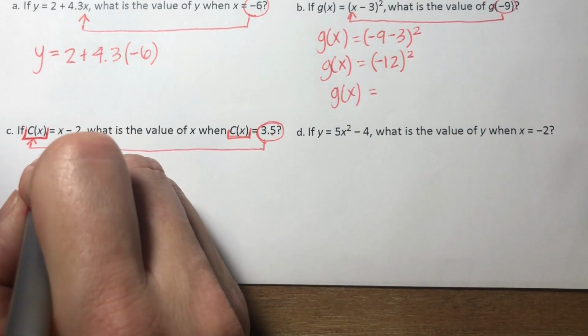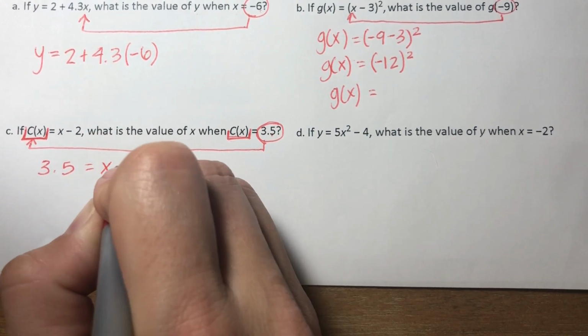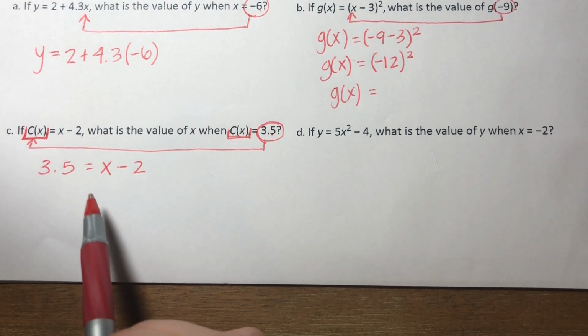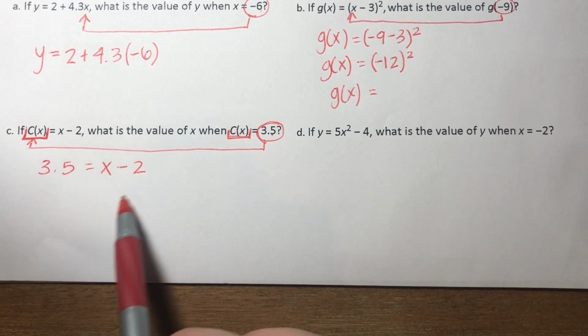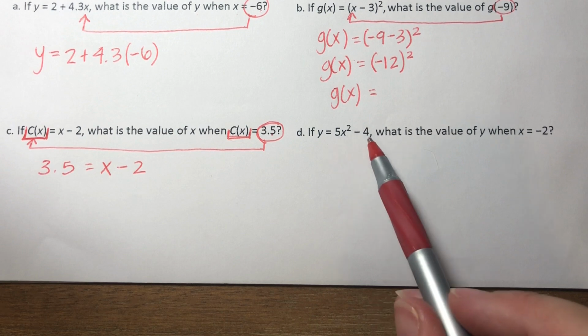So this would actually look like 3.5 equals x minus 2. I think from here, you guys can definitely do that. You don't even need your calculator. There's one step that you have to do. And now moving on to this last one.